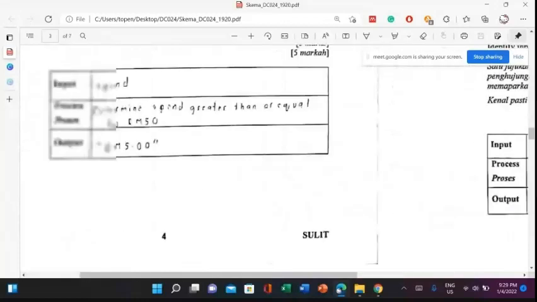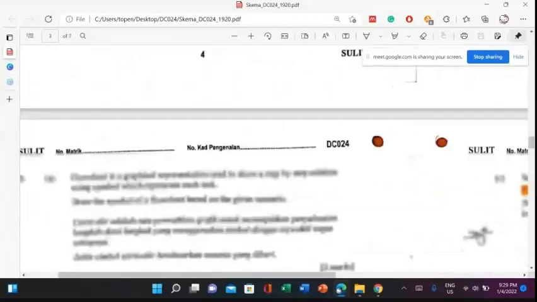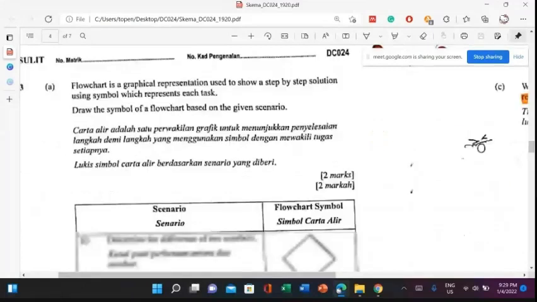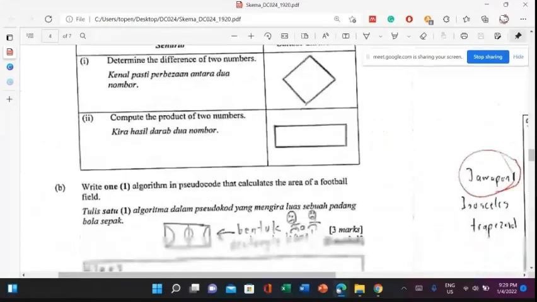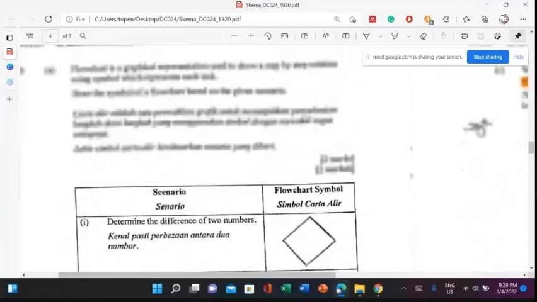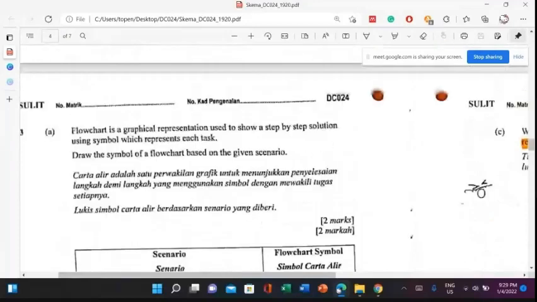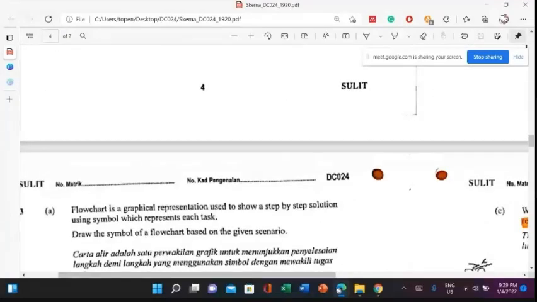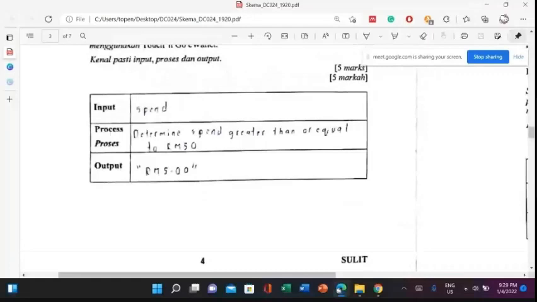Okay, so let's look at the last question for IPO. Oh yeah, there is only one IPO question. The rest are algorithm. But if we have time, we will proceed to discuss the algorithm part.